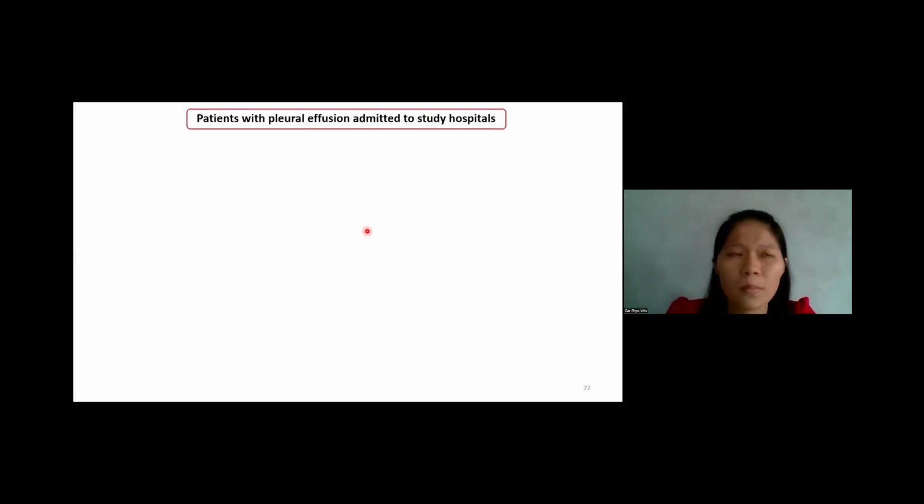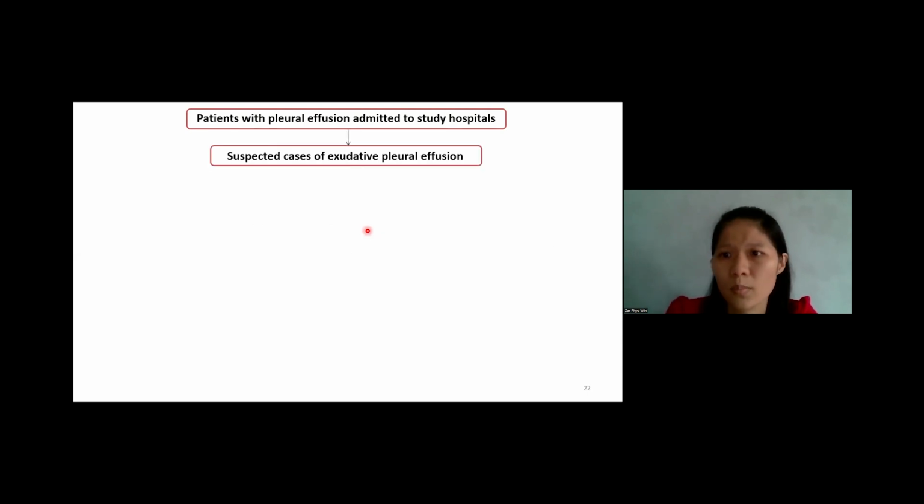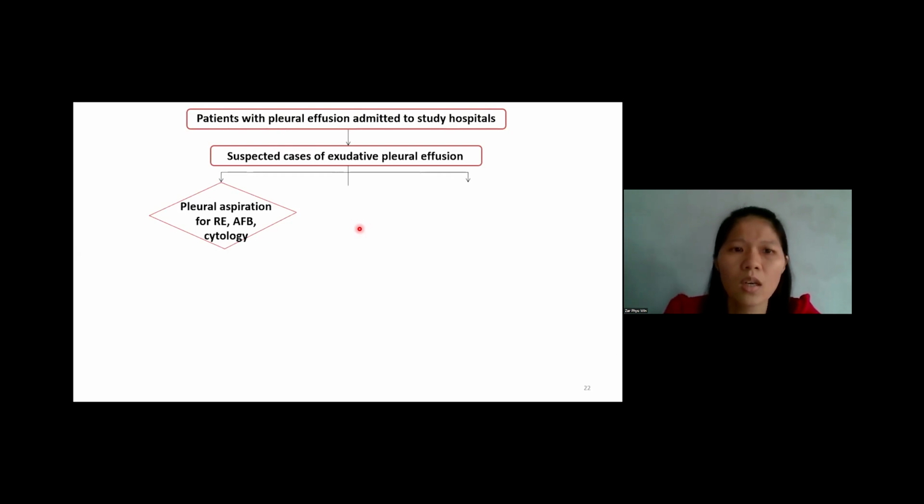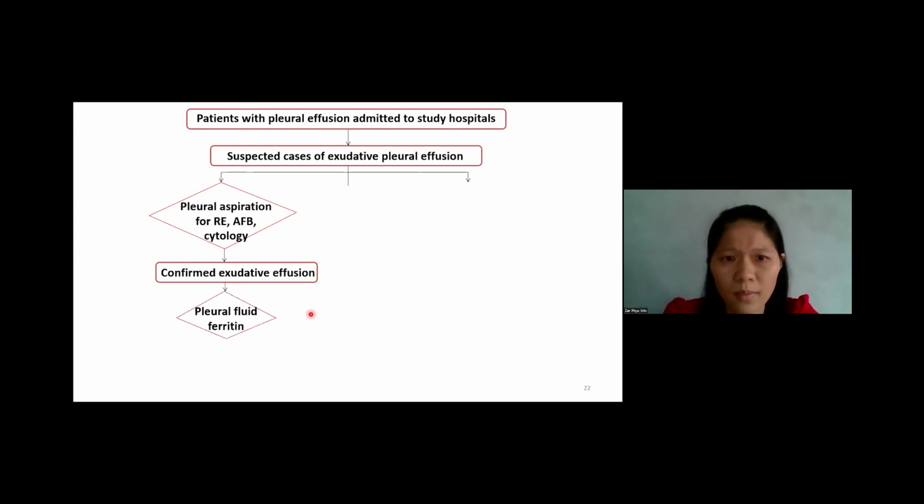Patients with pleural effusion admitted to the study hospital. Firstly, we take history and physical examination, and we can think whether this is a suspected case of exudative pleural effusion or not. For the suspected cases, we proceed to pleural fluid analysis, including routine examination, acid-fast bacilli, and cytology examination. From the fluid analysis data, if protein is more than 3 grams per deciliter, it is confirmed exudative pleural effusion, and we measure the pleural fluid ferritin level.